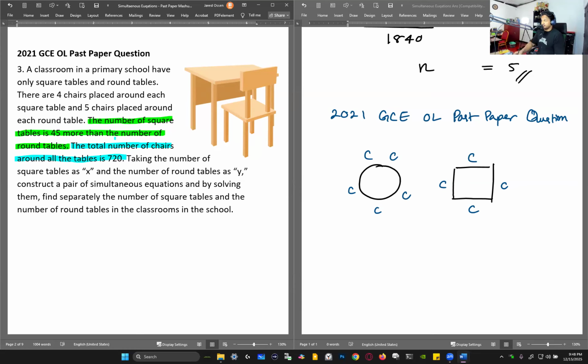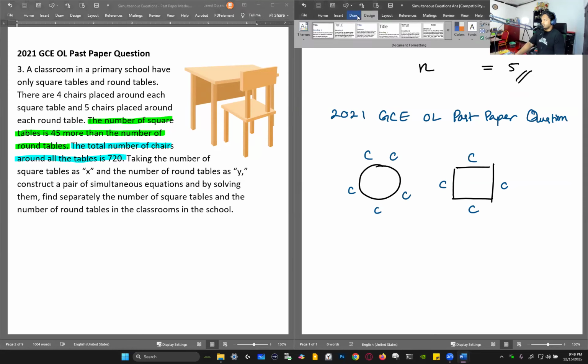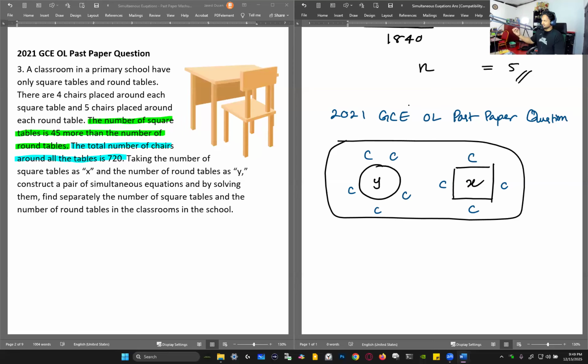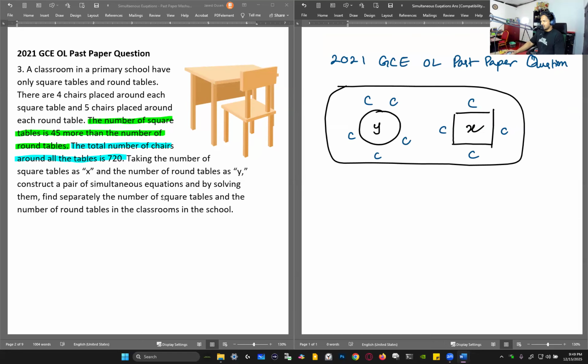Taking the number of square tables as x, let's do it. I will write x in the middle of this square table, and the number of round tables as y. So beautiful, and nearly as beautiful as I am. This diagram is nearly as beautiful as I am. It looks like a new element in the periodic table, man. That's it. We can do it now.